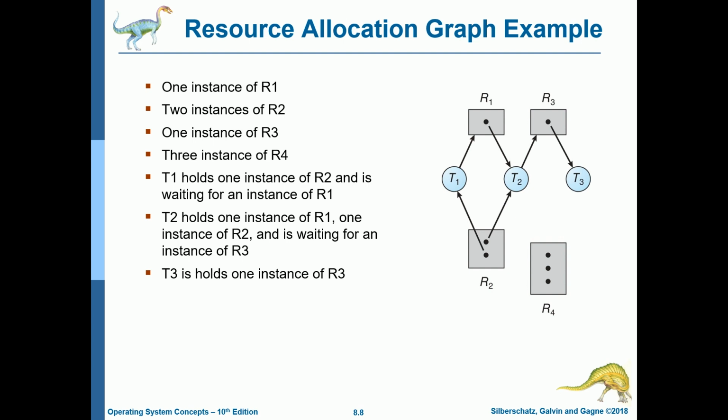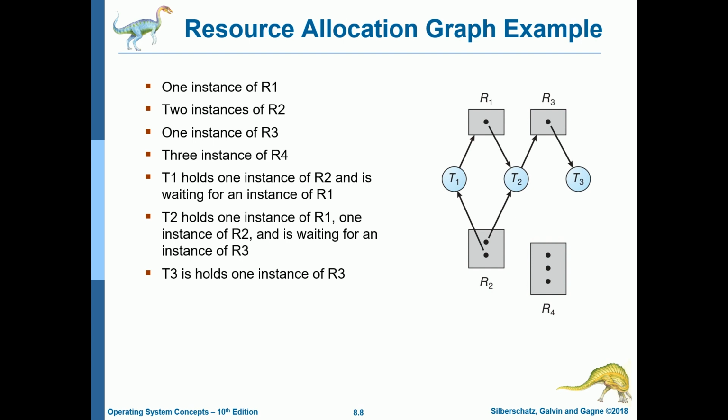Now, going a little further with this, notice inside the rectangles for the resources, you have these dots. These represent instances of those resources. So, for instance, resource R(1) only has one instance. R(2), on the other hand, has two instances. Resource R(3) also only has one instance, and there are three instances of resource R(4).